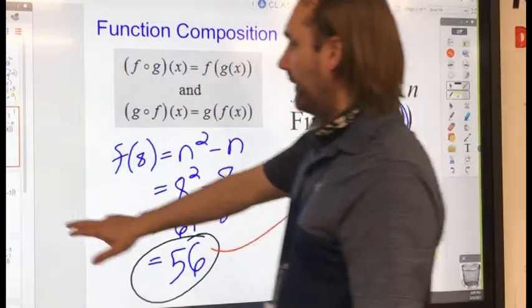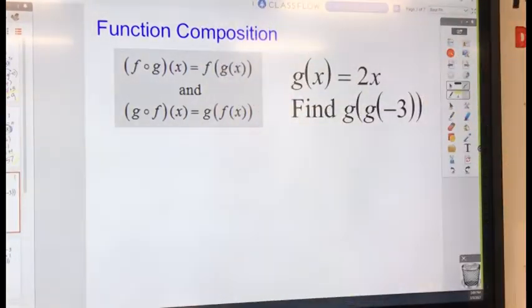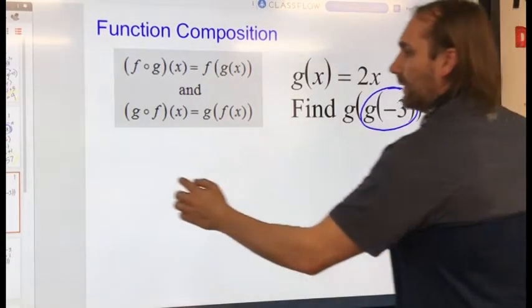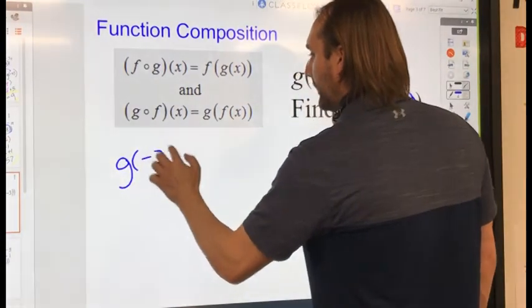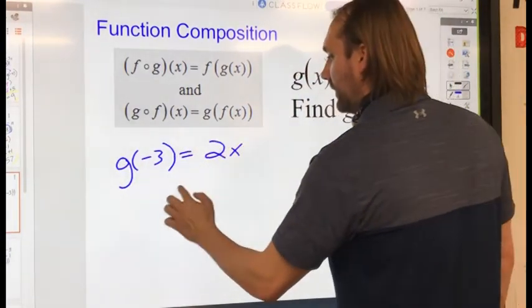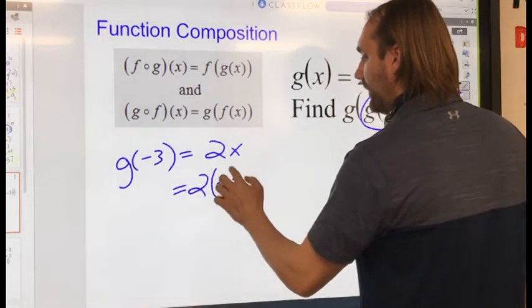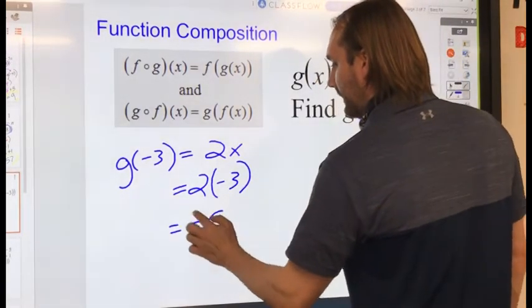All right. Now it can also happen like this. I can put the function inside of itself and evaluate. So g of x equals 2x. Find g of g of negative 3. So what would be step number 1? Look at the inside number. So what am I evaluating first? G of negative 3. So g of negative 3, 2x, equals 2 times negative 3, which is negative 6.